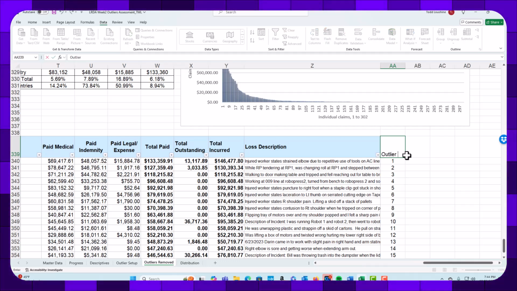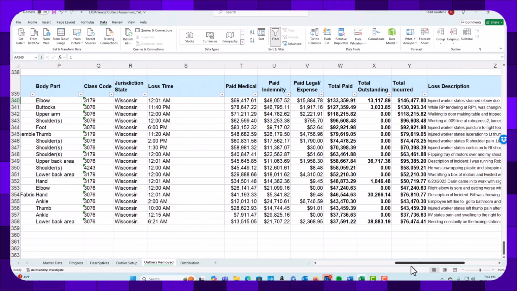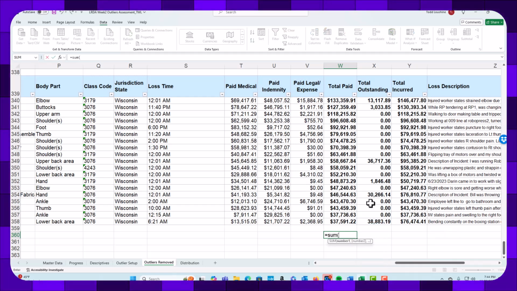Outlier number. So now my outliers actually have their own number. All right, so now I can sort by different things. It's currently sorted by total paid. So let's find out what the total is. Well, we know it's up above. So sum.